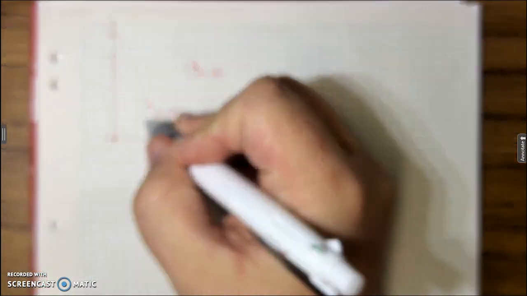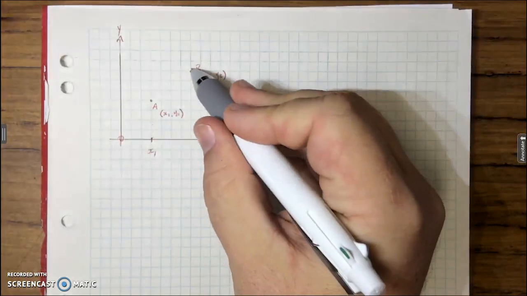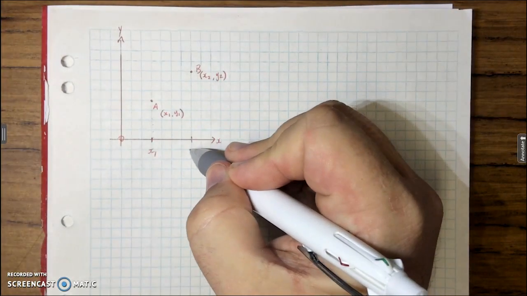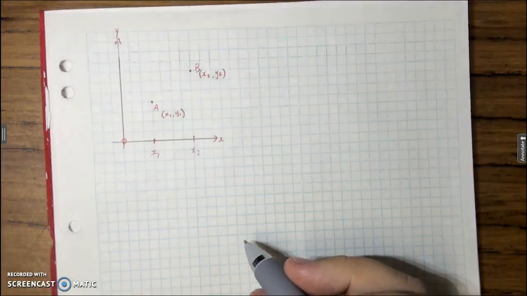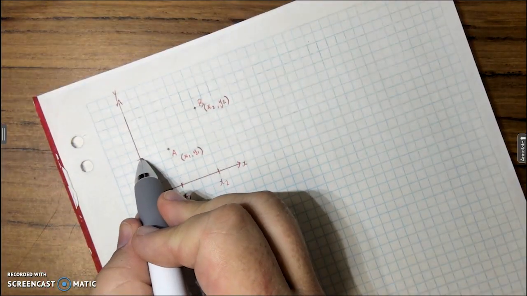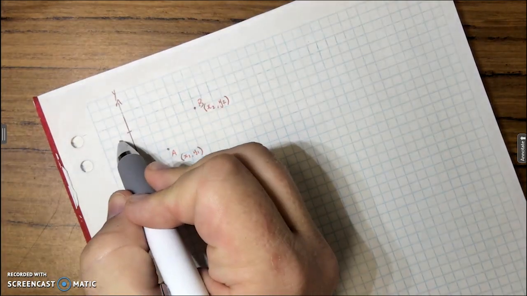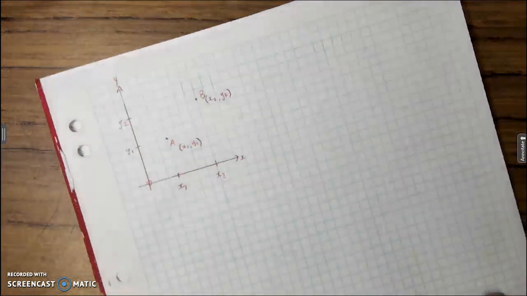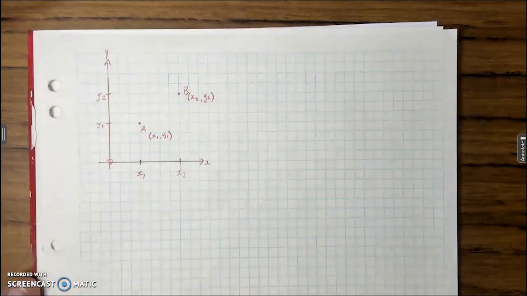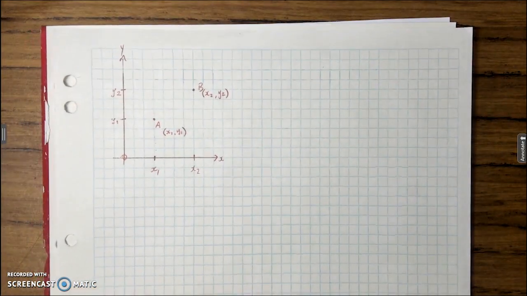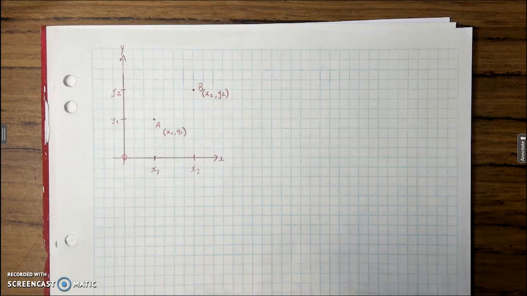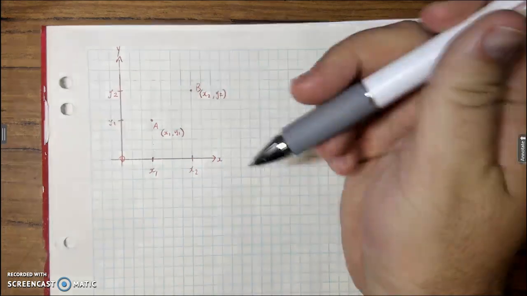You can assume that coming down to here, this would be x1, and coming down to here would be x2, and that would be y1, and then that one would be y2. Okay, so we've got some points that are marked on the graph, but it doesn't really help us to determine the distance between A and B.